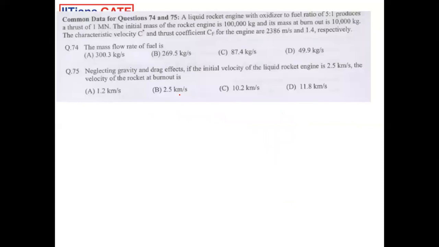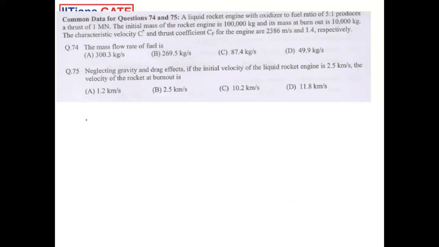Next question. A liquid rocket engine with oxidizer to fuel ratio 5:1 produces a thrust of 1 meganewton. The initial mass of the rocket is 100,000 kg and its mass at burnout is 10,000 kg. The characteristic velocity C star and the thrust coefficient CF for the engine are this respectively, and you have to find the mass flow rate of the fuel, and in the second case, the initial velocity of the rocket is given and we have to find the velocity of the rocket at burnout.